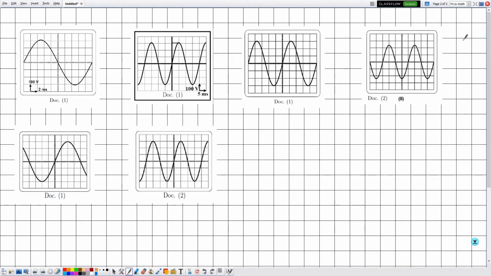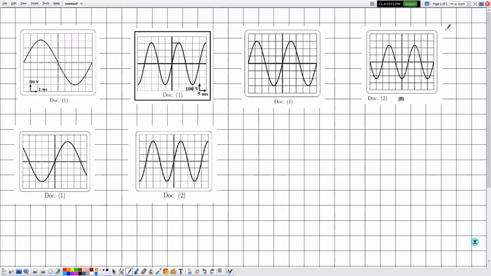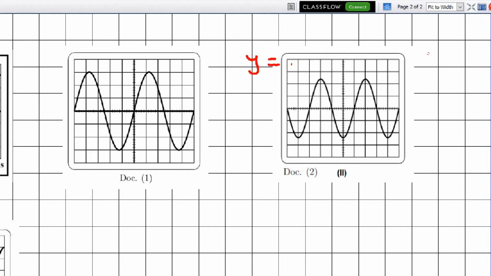Now what about this one? We can count from peak to peak, so the number of divisions is 1, 2, 3, 4. Then X is 4 divisions. Now what about the value of Y? Y is going to be greater than 2. You can notice here that this is exactly at 2.4 divisions.